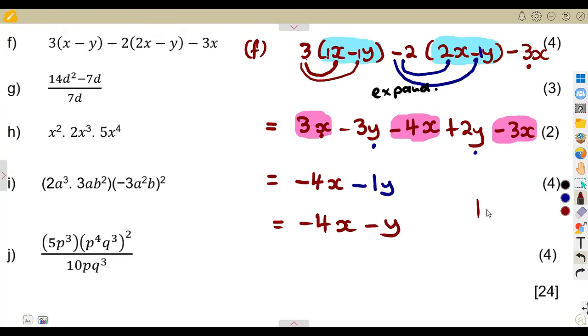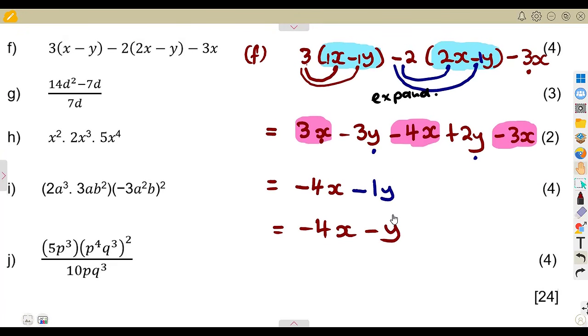It's same as you're given 1x. 1x is same as what? Is same as x. Remember, if the number is 1, it can be ignored, just left out as if it's not there. All right, same as a minus 1. So that is the idea there. Okay, so this is to simplify.